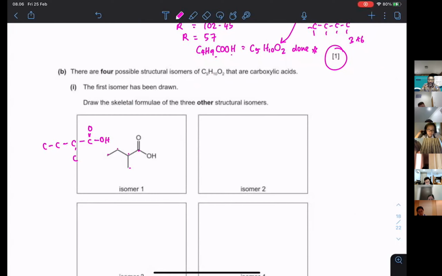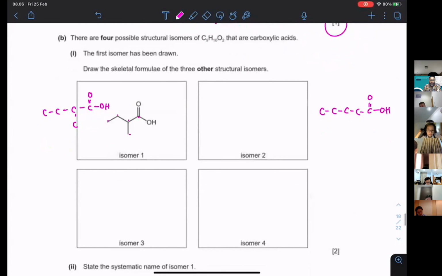Yeah, so you can actually come up with a lot of isomers. The first isomer, I think I'll go for straight chain, because that's my first thing that I will draw. It is going to be like this. Later I'll change it into skeletal formula. Then if you have C over here, of course I can put the C here.